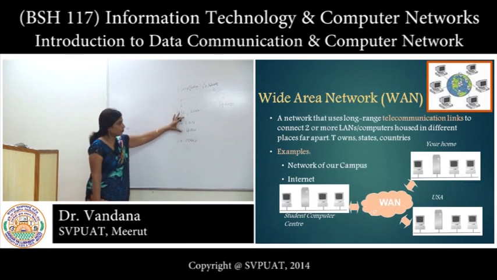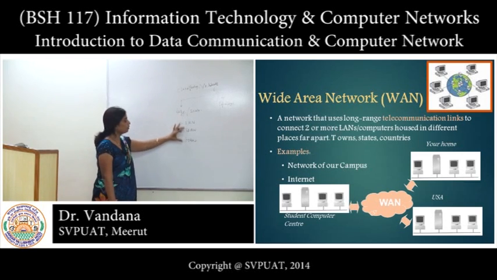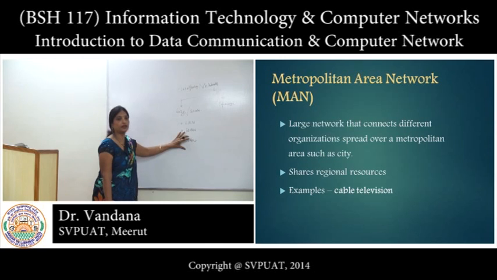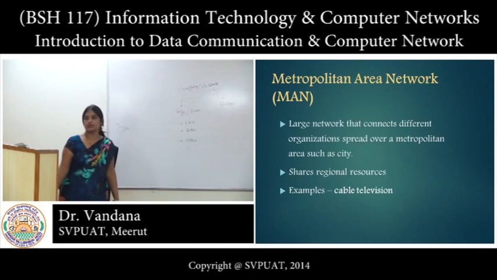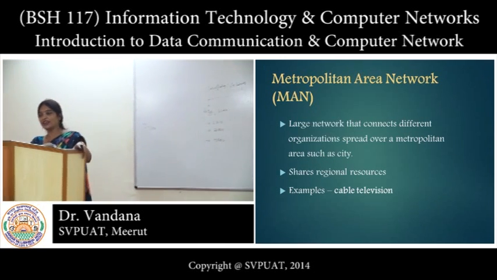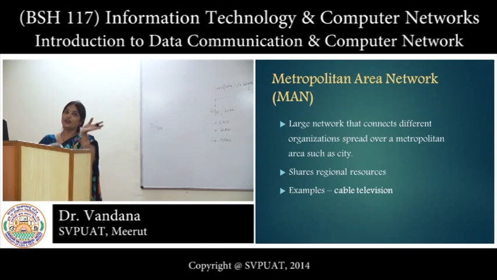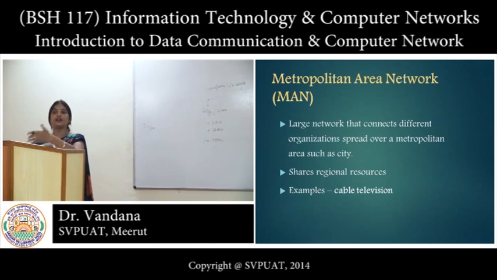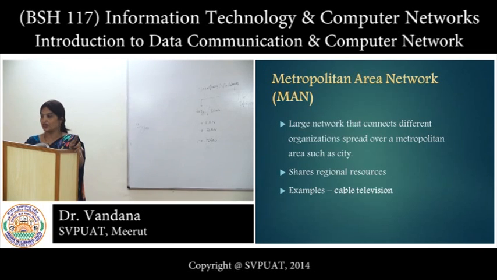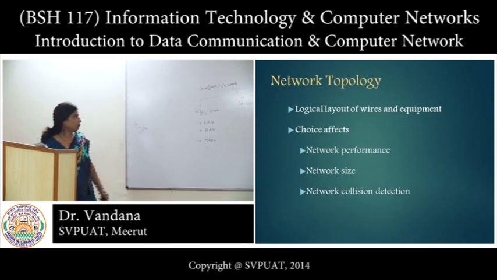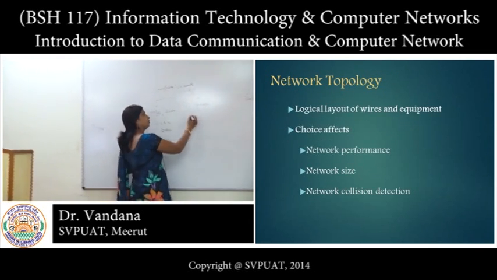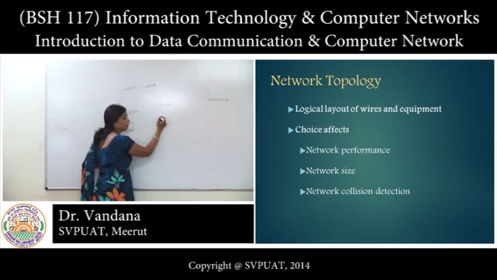And between these two types of network, this is the metropolitan area network, which covers the entire city. It is a local area network definitely, but it is a local area network which is spread throughout the city. For example, cable TV.